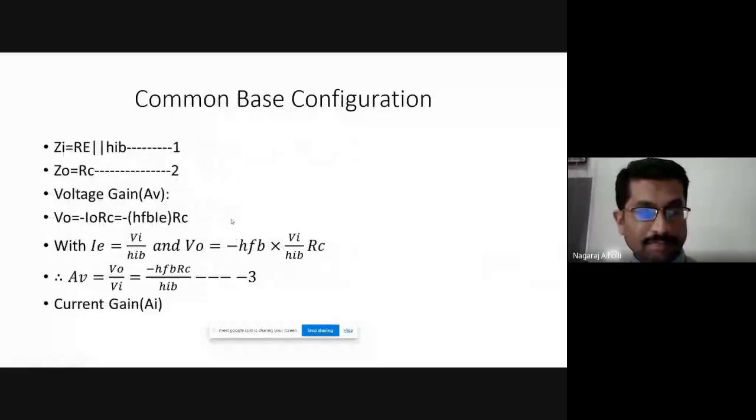Next, note the equation for Av here. Note down the equation. The gain equation is given by Av is equal to minus hfb RC divided by hib. This is the gain equation for the common base configuration, using the approximate hybrid equivalent circuit.